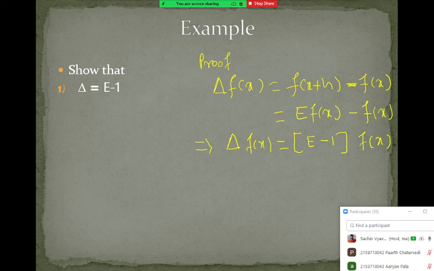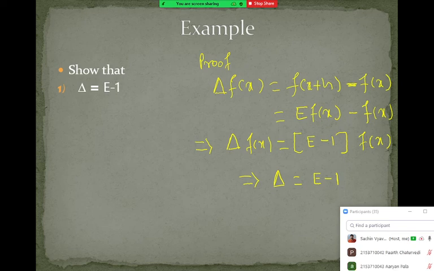It is for any f(x). General f(x) is there. So this gives us that the operator delta should equal the operator E minus 1, and that is the end of the proof. So see, the proof is very trivial. It is just start with the definition and come to the required part.